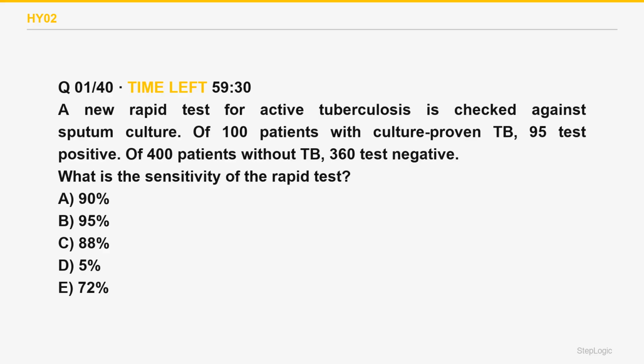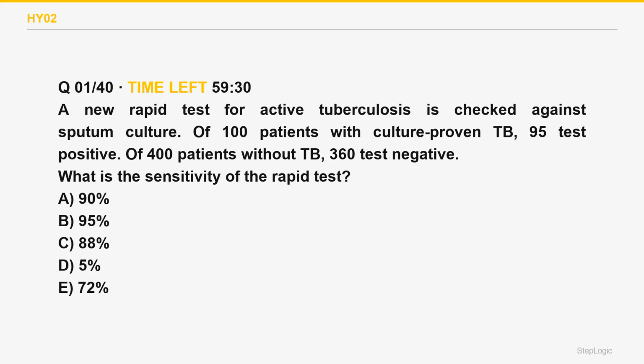What is the sensitivity of the rapid test? A new rapid test for active tuberculosis is checked against sputum culture. Of 100 patients with culture-proven TB, 95 test positive. Of 400 patients without TB, 360 test negative. Read the command.